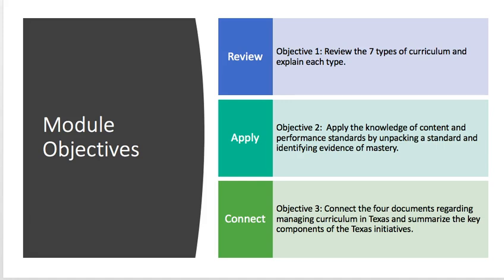Review the 7 types of curriculum and explain each type. Apply the knowledge of content and performance standards by unpacking a standard and identifying evidence of mastery. Connect the 4 documents regarding managing curriculum in Texas and summarize the key components of the Texas Initiative.